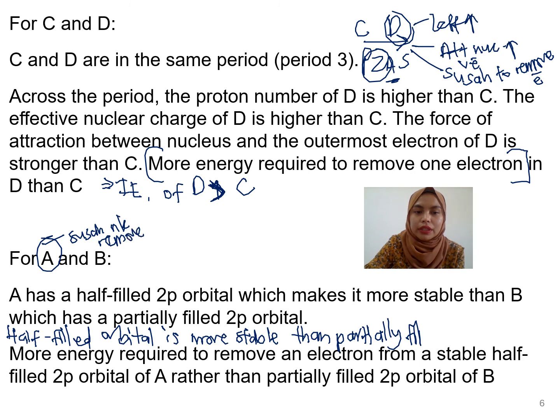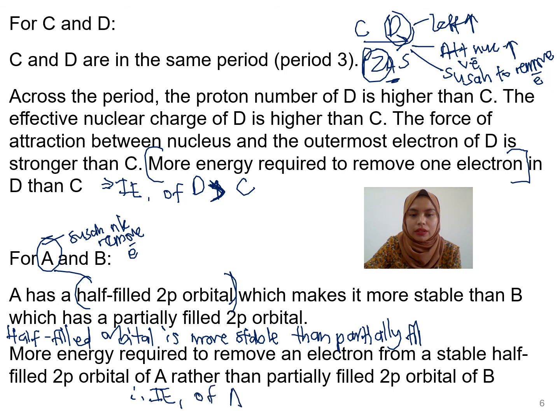Sebab kenapa susah nak remove electron dekat A? Sebab valence orbital untuk A dia mempunyai half filled 2p orbital. Okay. Lepas tu bila susah nak remove electron, you perlukan banyak energy tak nak remove the electron? Yes, you will need more energy to remove one electron dekat A compared to B. Okay, so therefore you will know that the ionization energy yang pertama of A will be more than B. Okay. So I think that's all about the ionization energy.